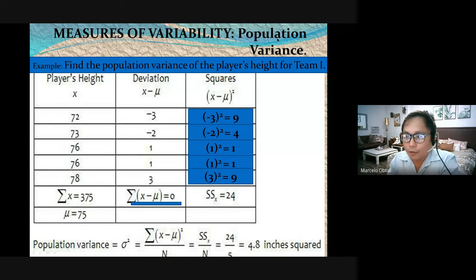If you're asked to solve for the standard deviation, all you need to do is get the square root. To remove the square here, take the square root of both sides of the equation. That will give you 2.19, the square root of 4.8. Okay? 2.19.